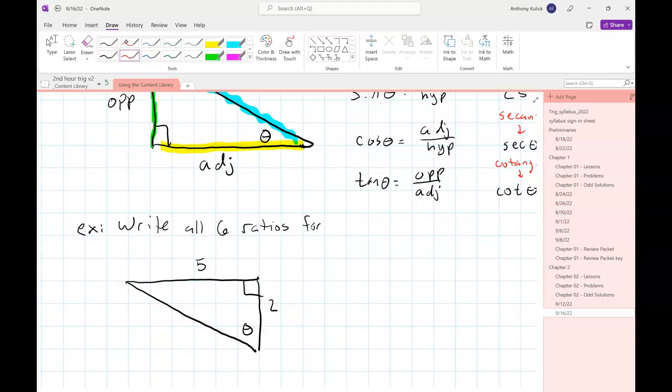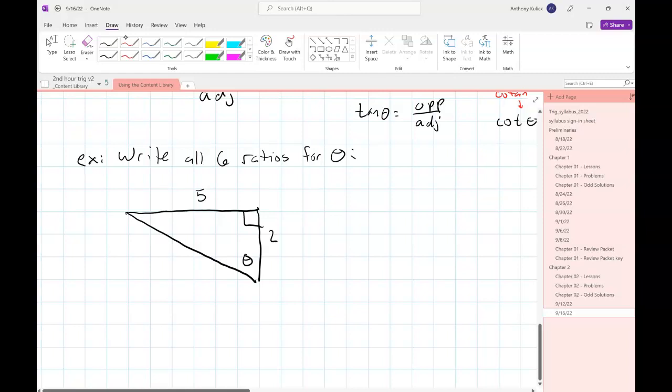Okay. Let's do a quickie example of using these in a really basic sense. The example says to write all 6 ratios for theta. And then we give you this triangle with theta in it. First thing that should strike you when you look at this triangle: what are you missing? One of the side lengths, right? Exactly. And this side length in this case is the hypotenuse. So before we can start writing these ratios, what are we going to have to find? The hypotenuse. How do we do that? Excellent. We can use the Pythagorean theorem.